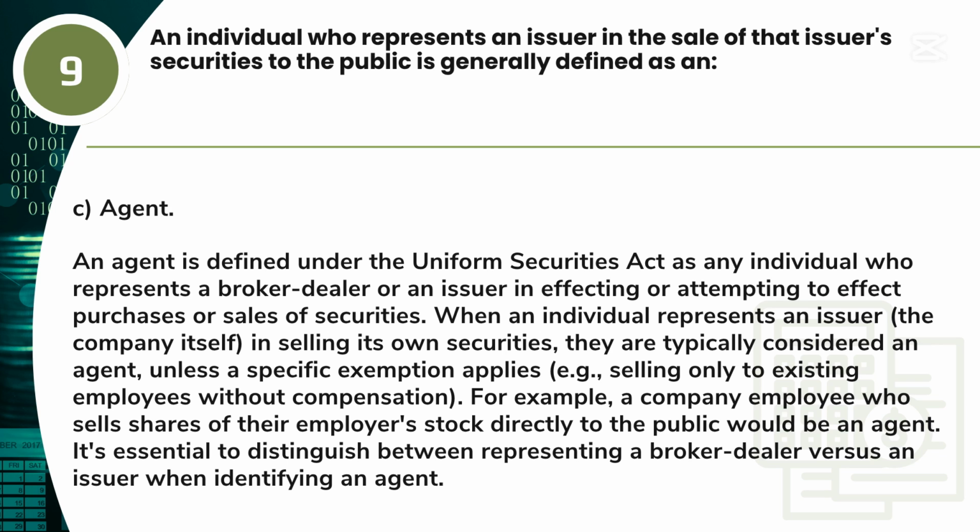When an individual represents an issuer, the company itself, in selling its own securities, they are typically considered an agent, unless a specific exemption applies, for example selling only to existing employees without compensation. For example, a company employee who sells shares of their employer's stock directly to the public would be an agent. It's essential to distinguish between representing a broker-dealer versus an issuer when identifying an agent.